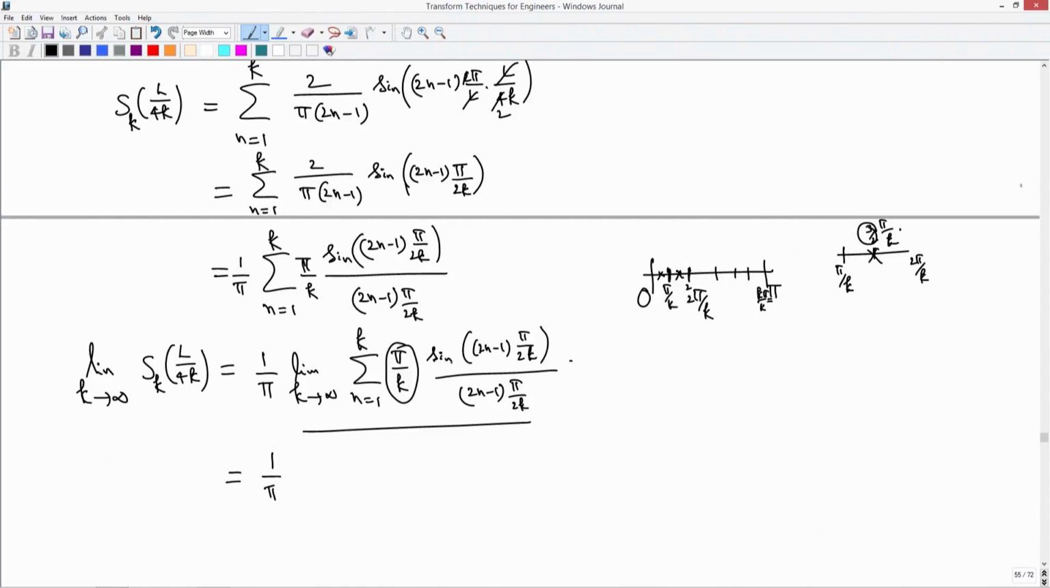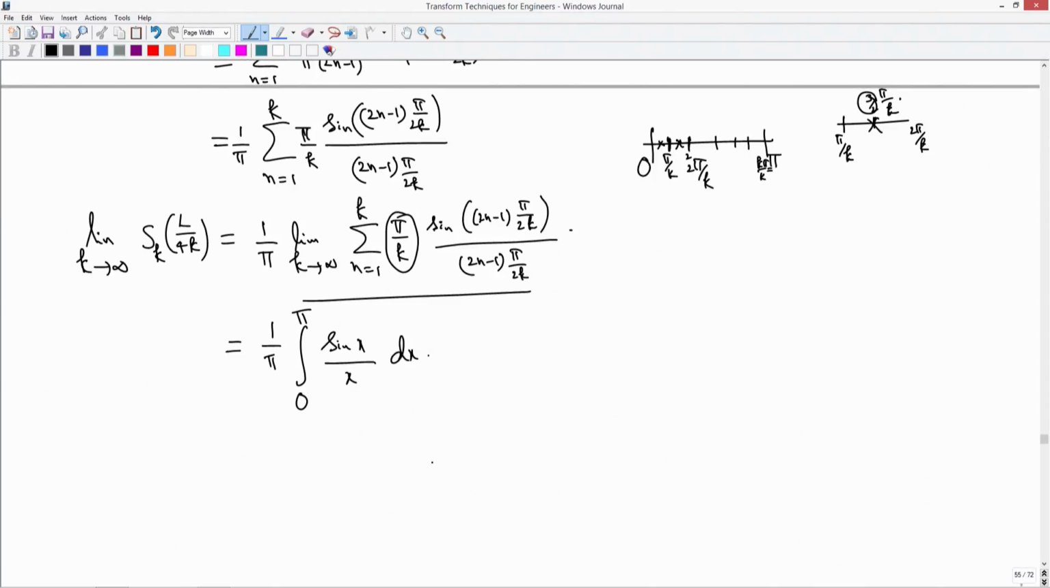Function value, what is the function? Sin x by x. So, you have this integral. This is the integral sum, which is going to be 1 by pi times the integral of sin x by x dx. And if you calculate from the table of integrals, this value is actually 1 by pi times 1.852, which is 0.589.